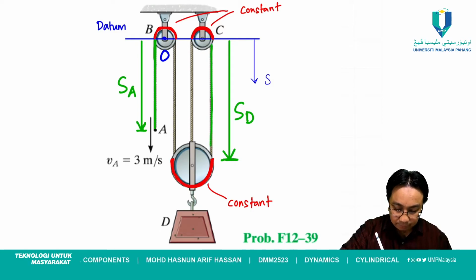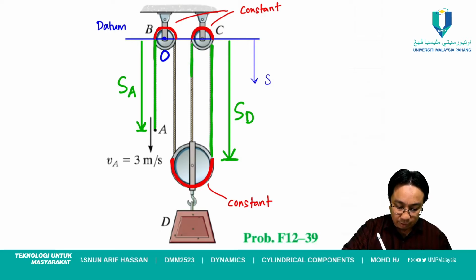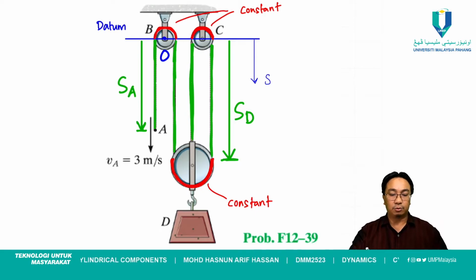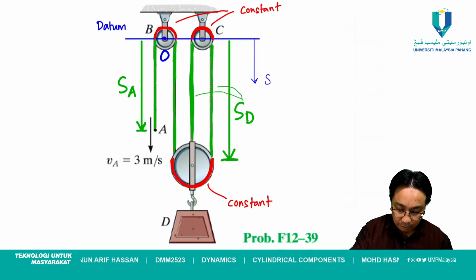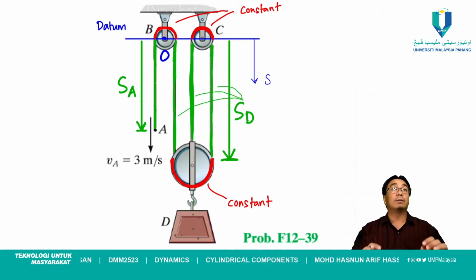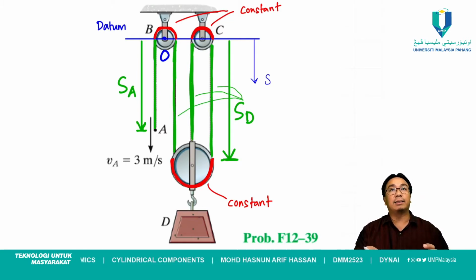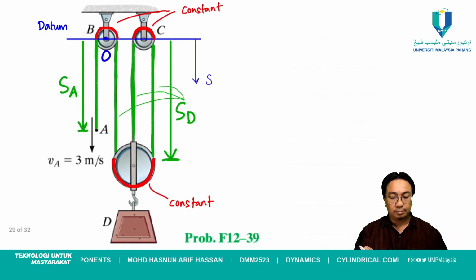This one SD, same length with this one. Okay, same length with this one, and also same length with this one. Okay, so basically SD ni ada 3. 1, 2, and 3. 3 parts of the chord can be represented by SD. Do you follow so far?